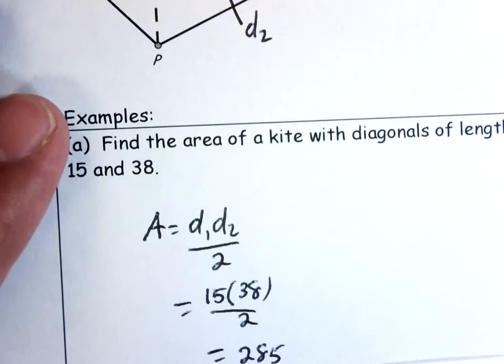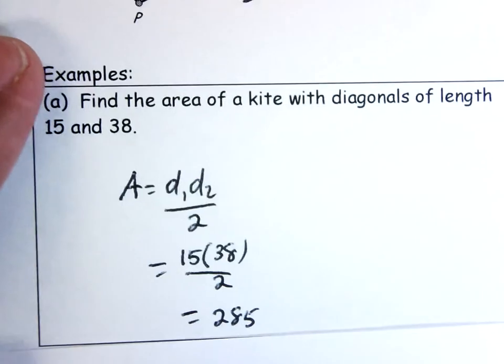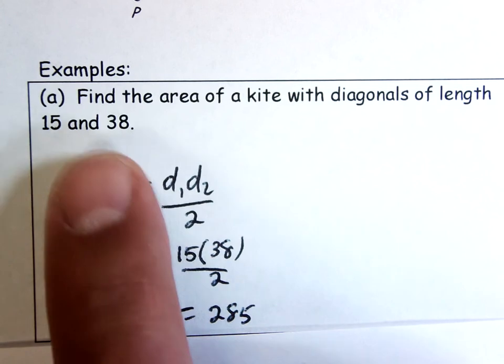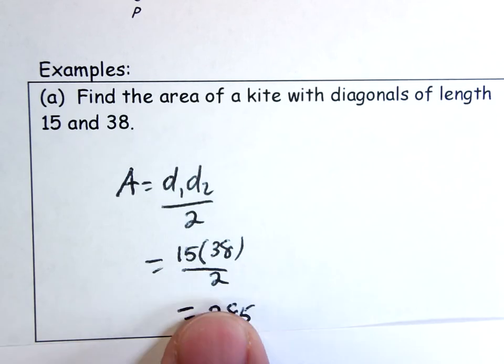So this one, it gives me the two diagonals already. Find the area of a kite of diagonals 15 and 38. Well, if I know the two diagonals already, I just multiply them together and I divide by 2, and it gives me the area of 285 units squared.